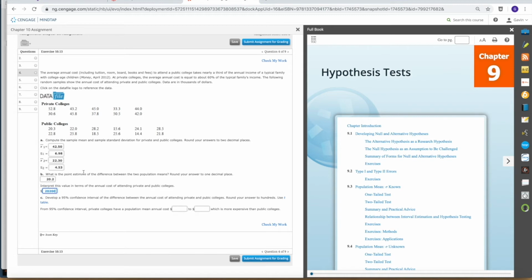20200. That's that number in thousands. Or no, that's the number in ones, right? $20,200 is what that number represents. Develop a 95% confidence interval of the difference between the annual costs of attending private and public colleges. Round your answer to hundreds.